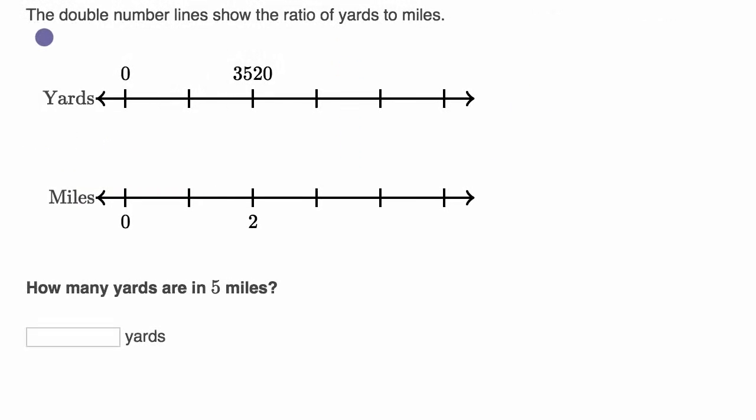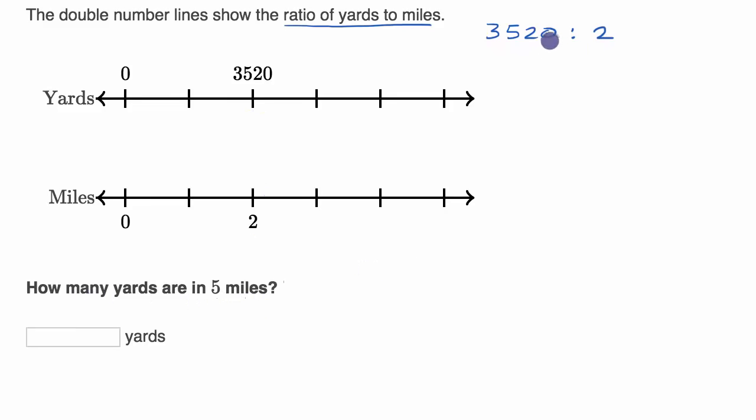So here they tell us the double number lines show the ratio of yards to miles. So the ratio of yards to miles, it looks like we have 3,520 yards for every 2 miles. And you see that on this double number line right over here. Then they say, how many yards are in 5 miles? So why don't you pause this video and try to figure it out?